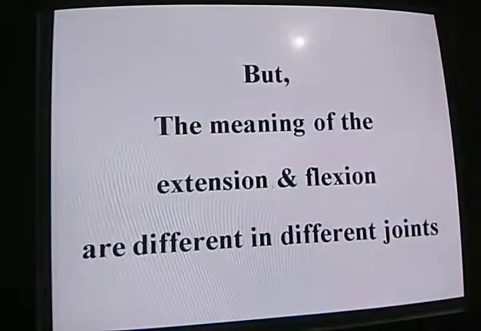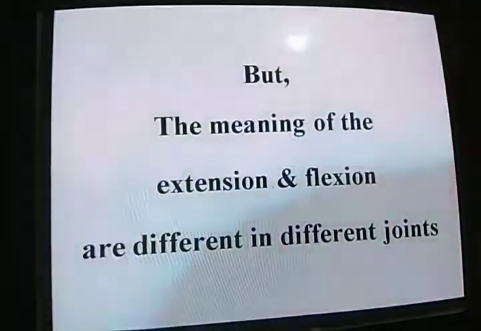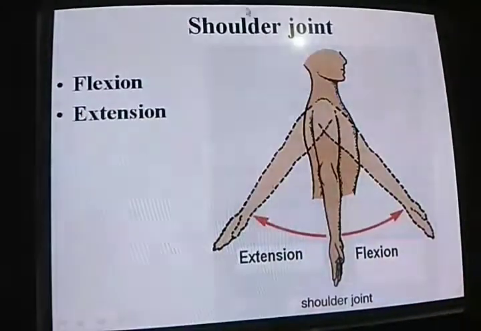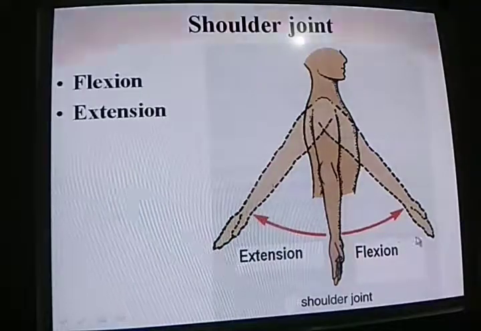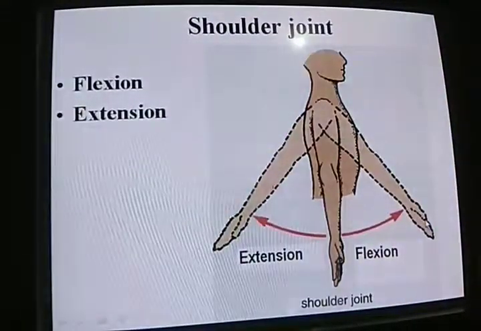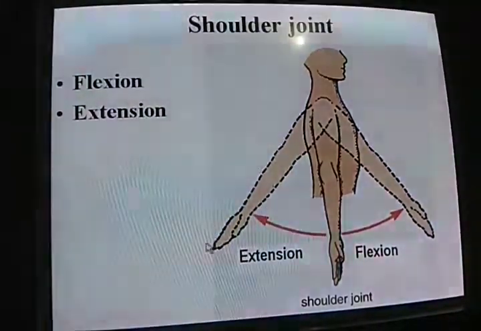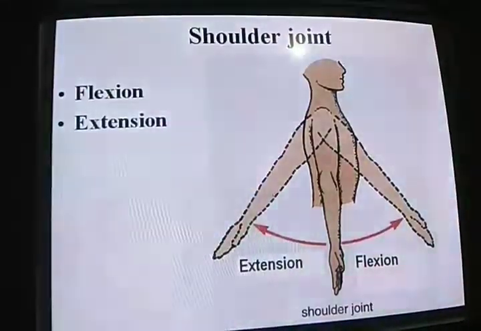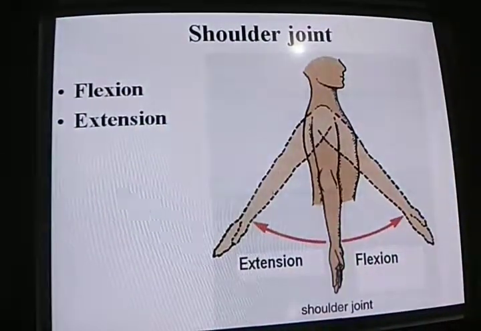But the meanings of extension and flexion are different in different joints. This is the shoulder joint. This forward movement is known as flexion. This backward movement is known as extension. It does not match the definitions of flexion and extension.